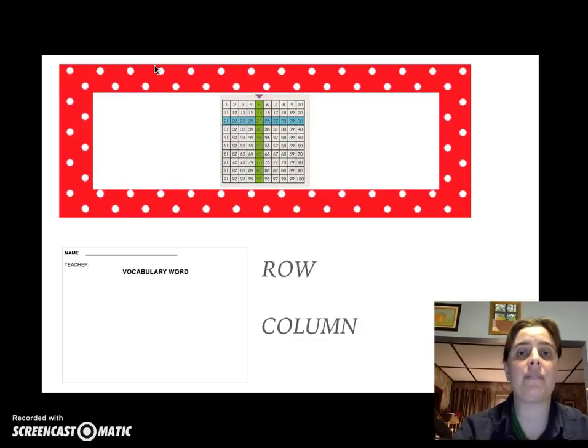When you think you have the answer, turn to a friend and discuss what your answer is. What do they think it is? Do they agree with you, or do they disagree with you? It's okay either way. You're just sharing your ideas. If you think it's a row, why do you think it's called that? And if you think it's a column, why do you think that? Turn to your friend, take a couple seconds, and discuss it.